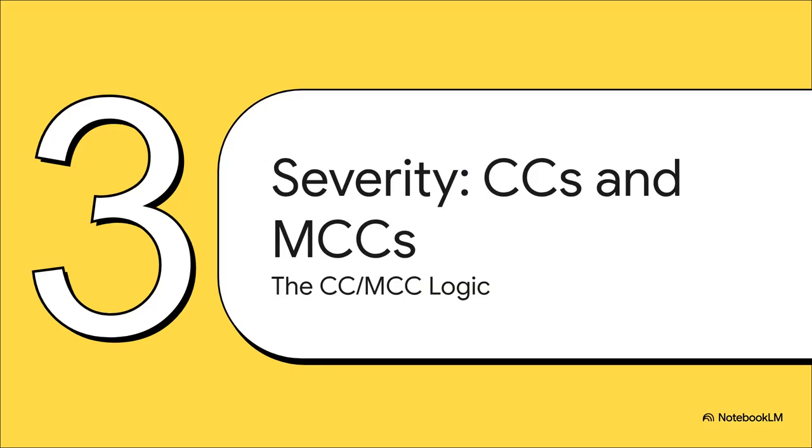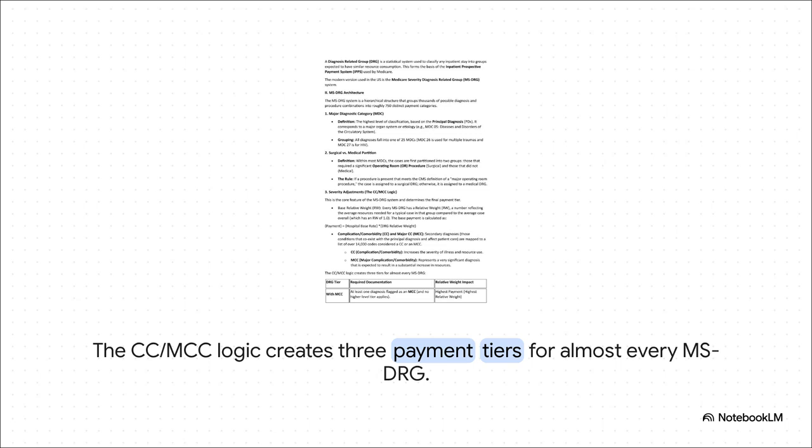Section 3, Severity, CCs and MCCs. Okay, once that base principal diagnosis is locked in, we have to look at the variables that adjust the severity and actually determine the final payment tier. This is where secondary diagnoses come into play, specifically complications or major comorbidities. These are what push the patient into higher paying tiers based on the extra resources they require.